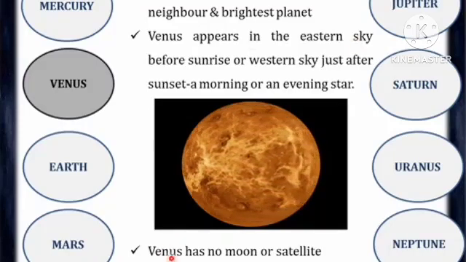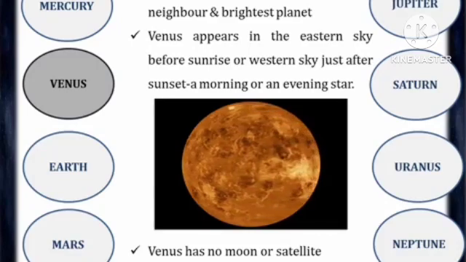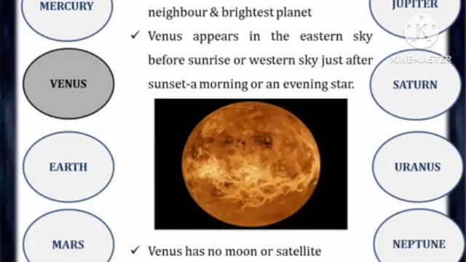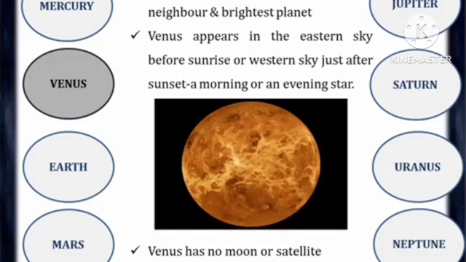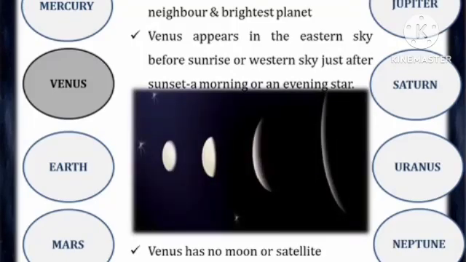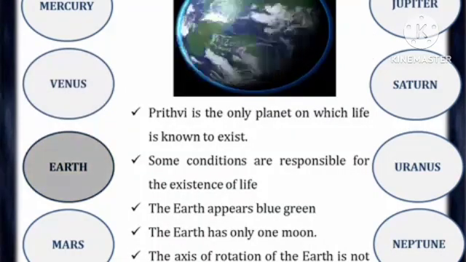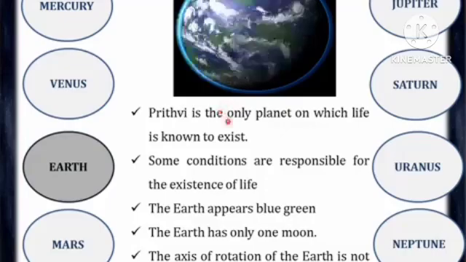Now Venus has no moon or satellite, and the rotation of Venus on its axis is from east to west, while that of Earth is from west to east. Now if you observe Venus through a telescope, we can see that Venus also shows phases just like that of the moon.